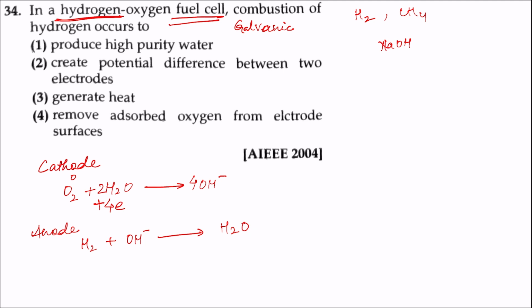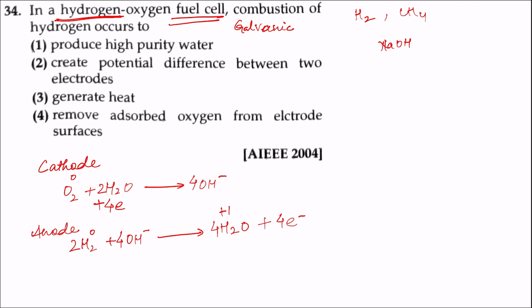Again, to balance the equation, this will be 4H2O, and here it will be 4 OH minus ions and 2H2. Now again, 4 units of negative charge on the reactant side. To balance the negative charge, 4 electrons will be added on the product side. So this is the oxidation reaction. Hydrogen has oxidation state of 0, and in the product water is formed, and in water hydrogen has oxidation state of +1. So this is the oxidation reaction.